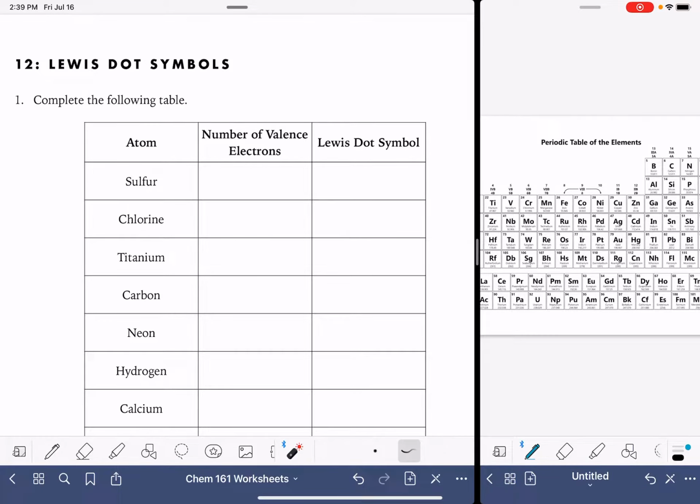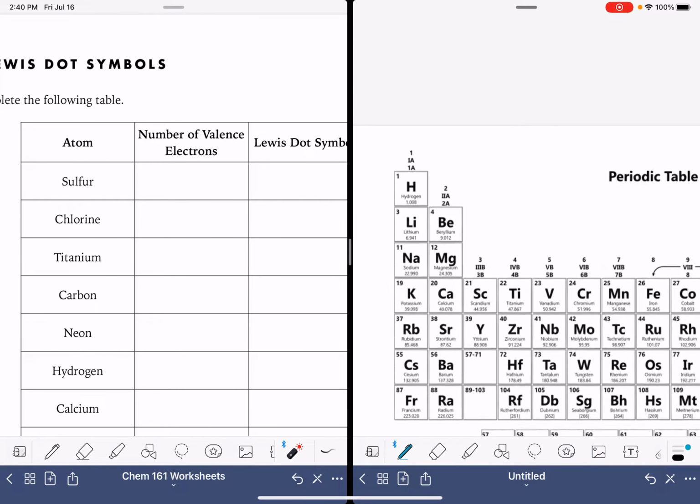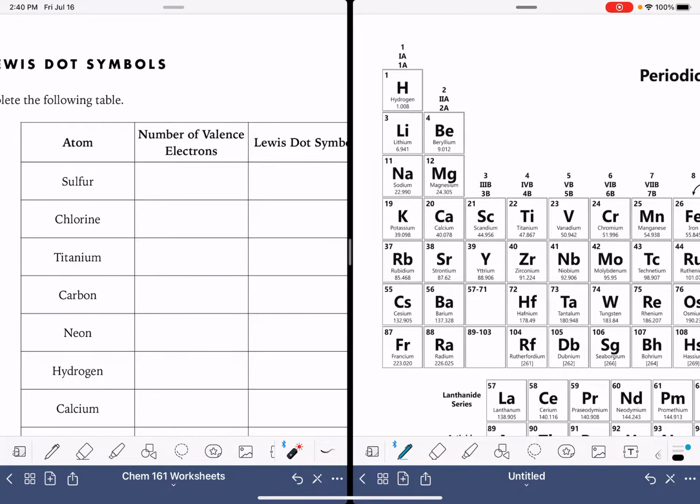We're going to practice drawing some Lewis dot symbols. In order to draw a Lewis dot symbol, you need to know the number of valence electrons in an atom. And for most atoms, we can get that information just by looking at the periodic table, just looking at what column each atom is in.